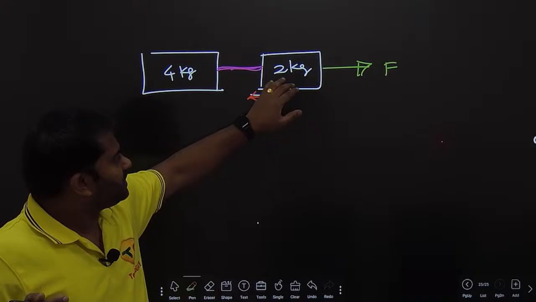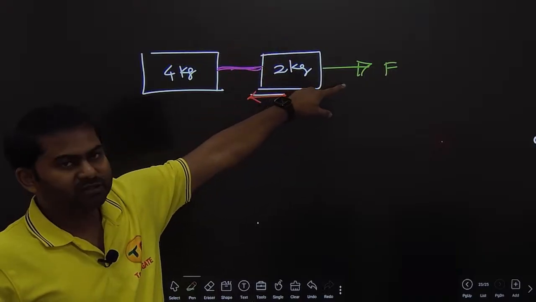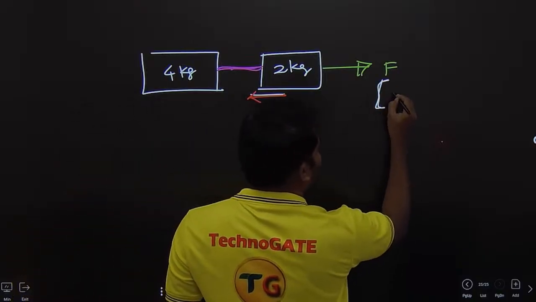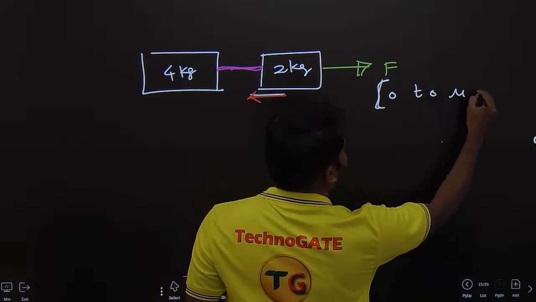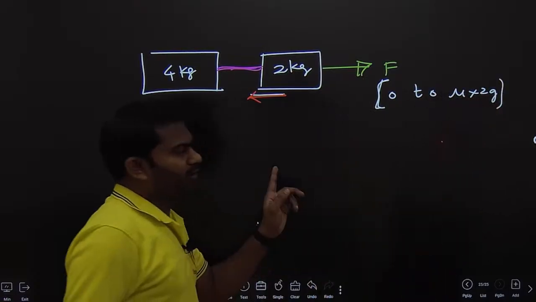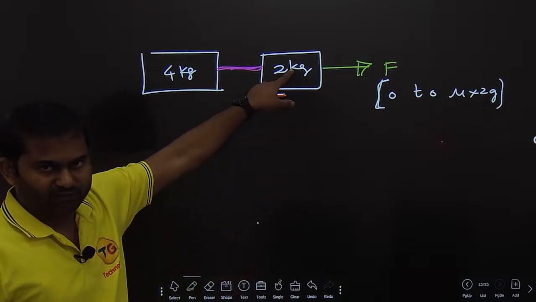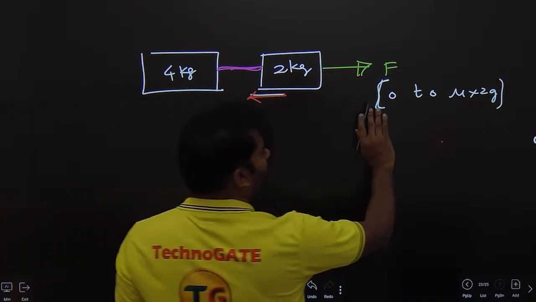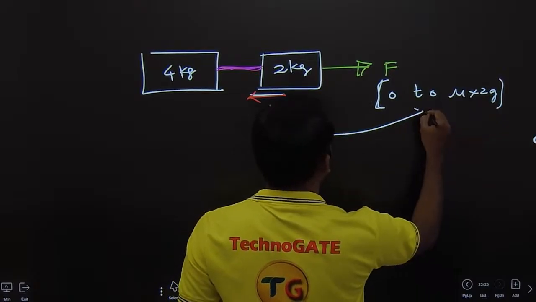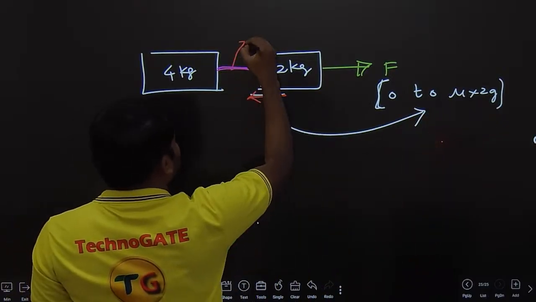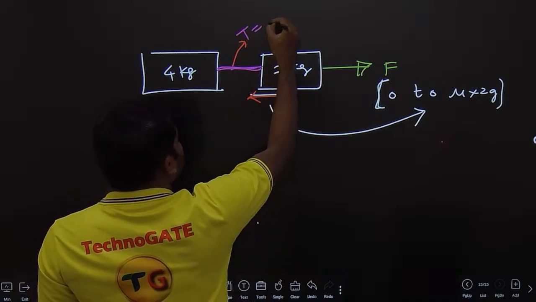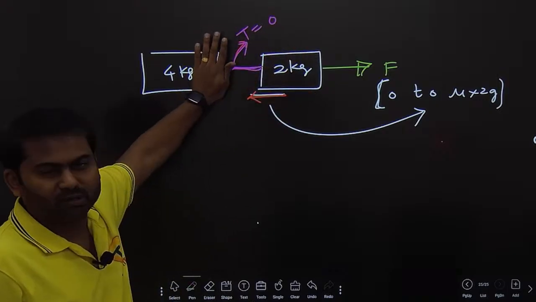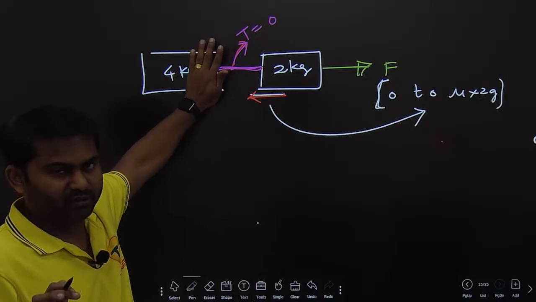So what actually happens is, initially when force is going from 0 to some value, see here what exactly is the value. Here force is varying from 0 to mu into 2 into g. Mu into 2 into g, because 2 kg is the mass here. 2g into mu is the limiting value of friction. From 0 to mu into 2 kg, until that point, this tension, I am putting this here, this tension is equal to 0. That means until it moves, the tension is equal to 0. Okay? That's the first thing.